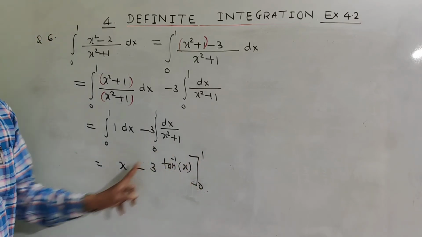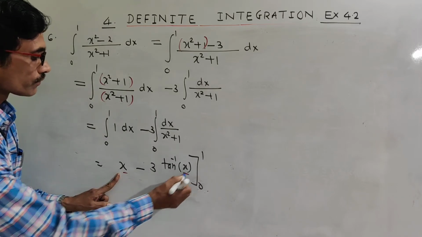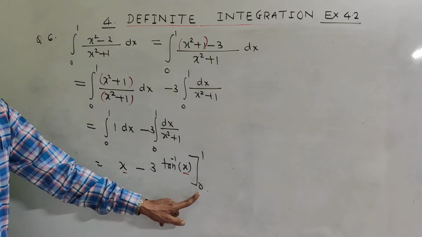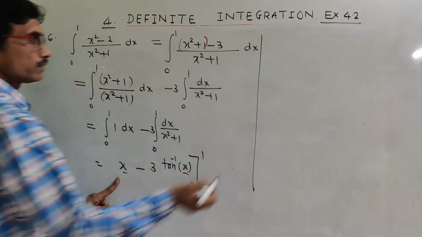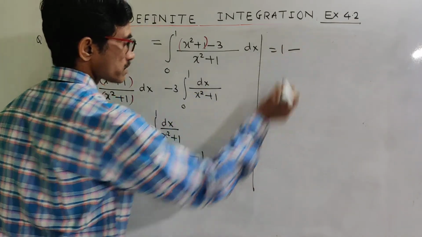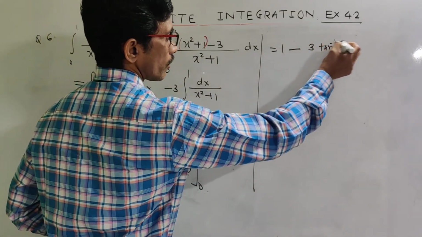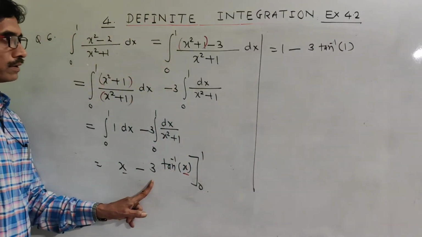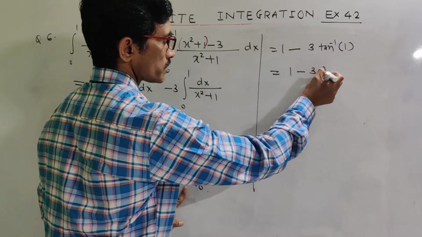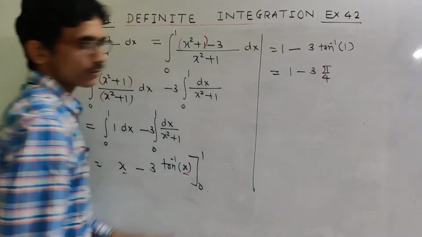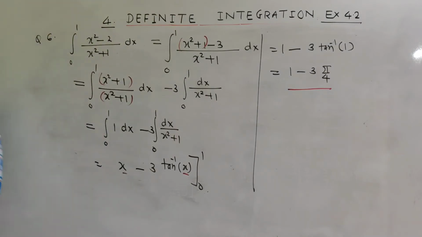Now the upper limit is 1; for the lower limit both will reduce to 0, so no need to put the lower limit, only the upper limit we put, and that is 1 minus 3 into tan inverse of 1. Now tan inverse of 1 is pi by 4. So 1 minus 3 times pi by 4. So this gives the answer 1 minus 3 times pi by 4.